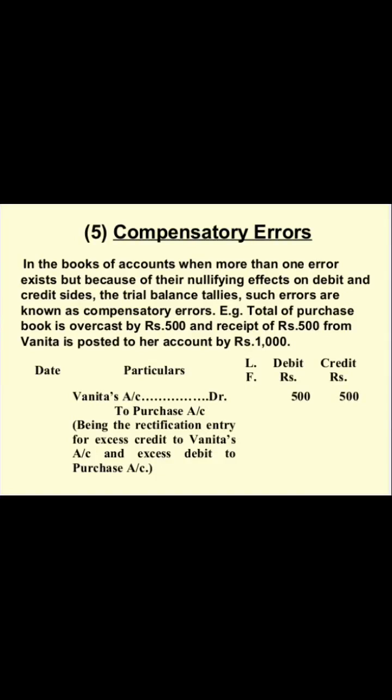The fifth one is the compensatory errors. In the books of accounts, when more than one error exists, but because of their nullifying effect on debit and credit sides, the trial balance tallies. Such errors are known as compensatory errors. That means these errors compensate each other.